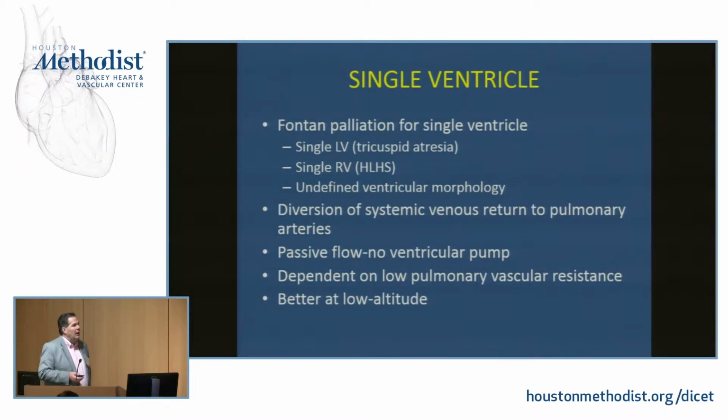The Fontan surgery consists of diverting systemic venous return, the IVC return, to the pulmonary arteries. The key point with the Fontan circulation is that the flow to the lungs is passive. There's no ventricular pump directing the systemic venous return to the lungs. This circulation is dependent on low pulmonary vascular resistance, so how we manage things in childhood prior to the Fontan is important. These patients tend to do better at low altitude because of the issues with pulmonary vascular resistance.